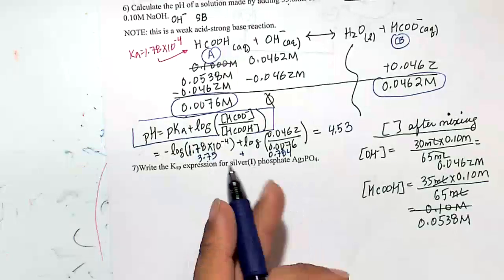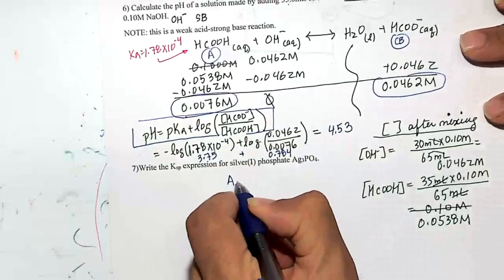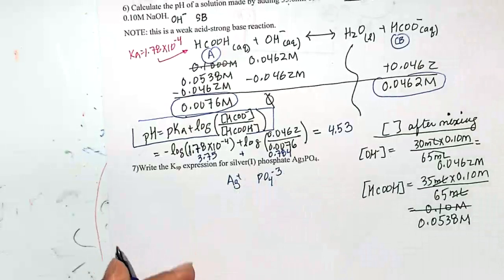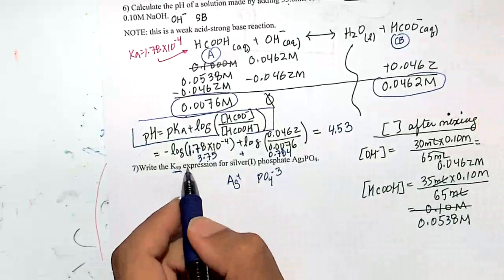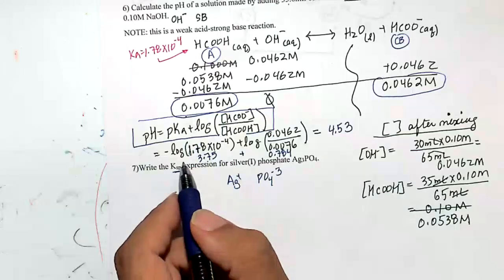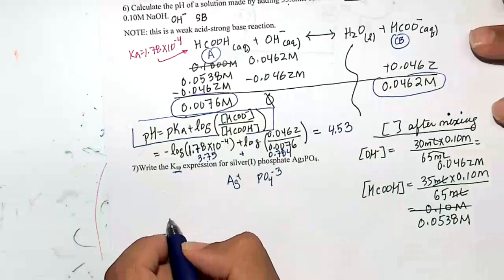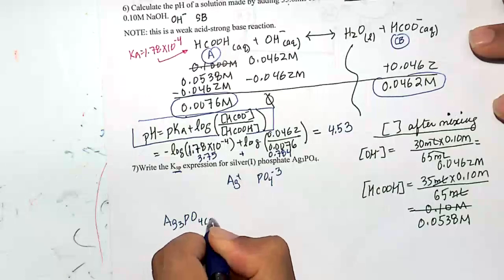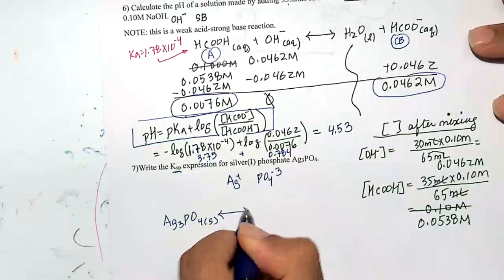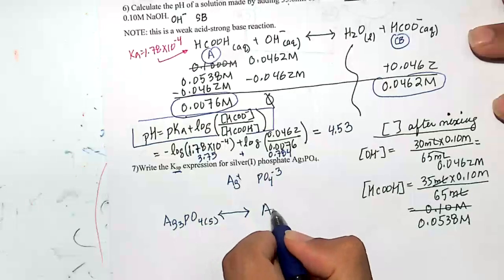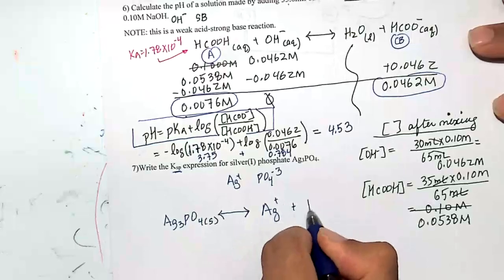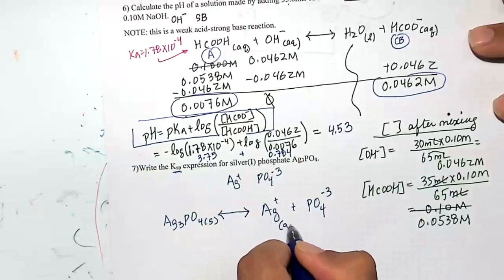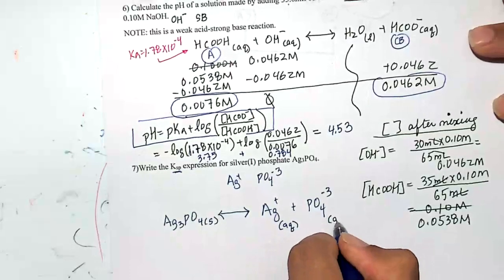Write the KSP expression for silver phosphate. Silver phosphate is this. The KSP means it's a solubility product constant. So we will take Ag3PO4. This is what you want to write on the exam: Ag+ and PO4 3-.